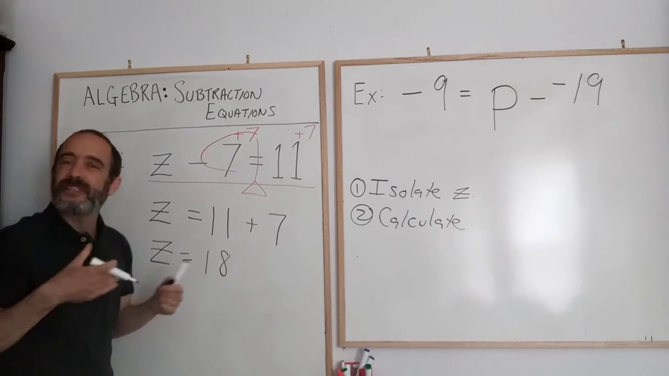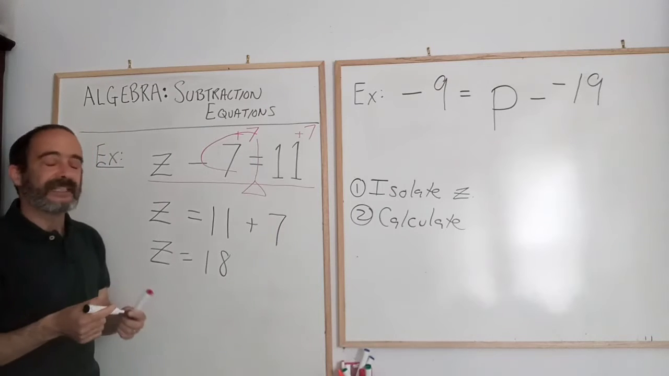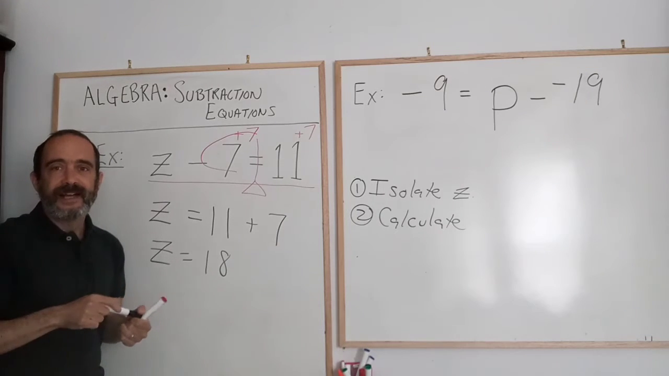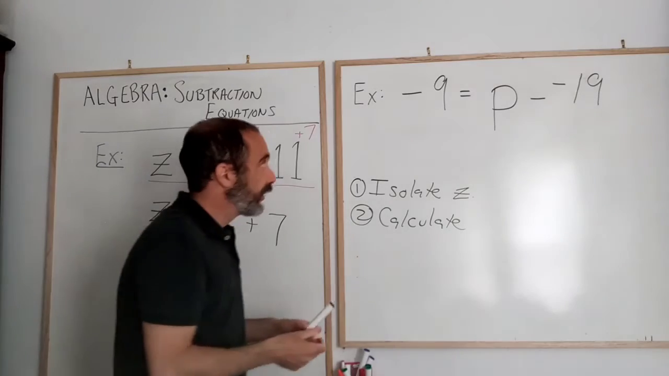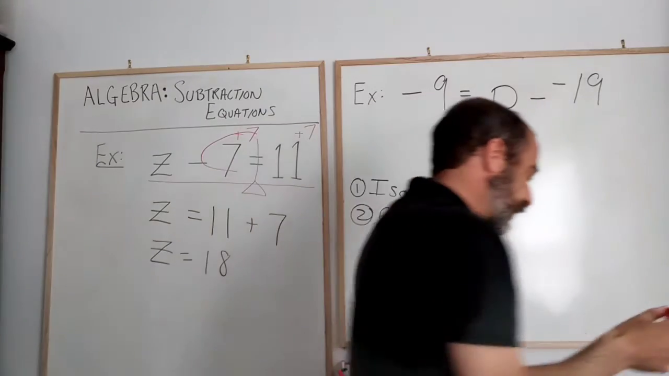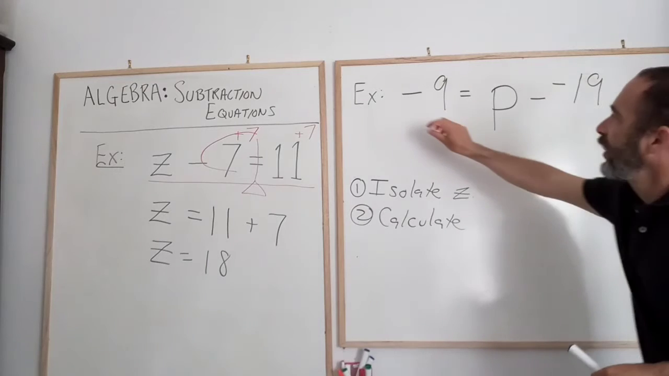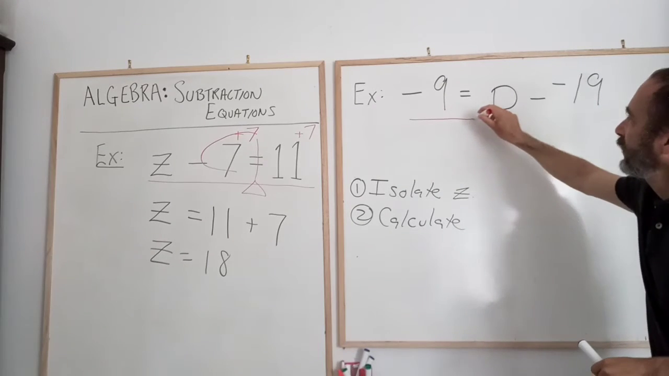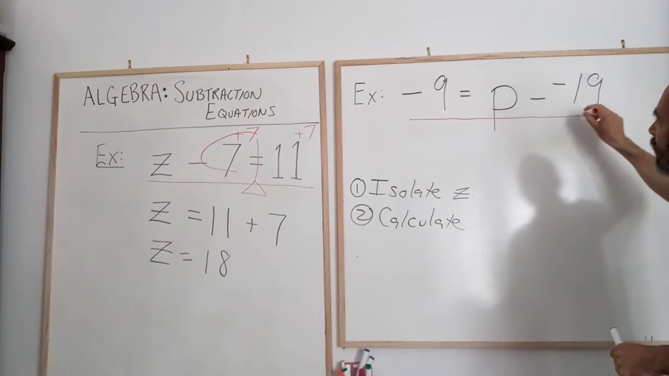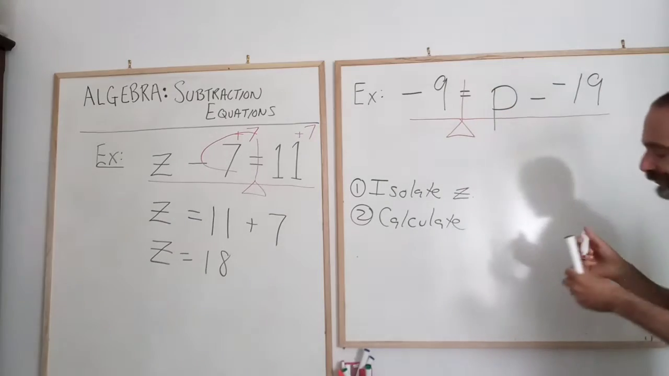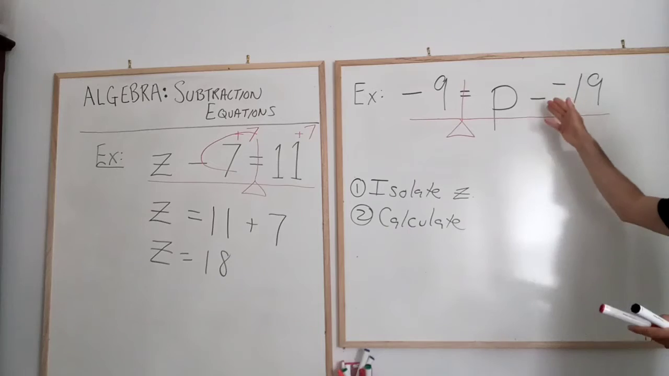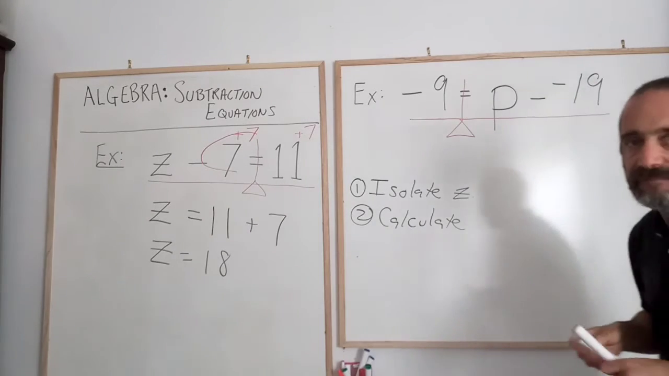And sometimes you're dealing with decimals or fractions and you have to do a bit more work, right? But that's the calculation step. But the first job is to isolate. So here, I've got a bit of a different situation. I've got negative 9 equals p, and then we're subtracting a negative 19. So p subtract a negative 19.